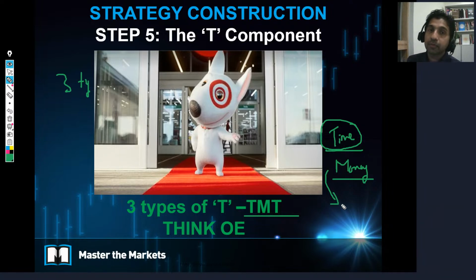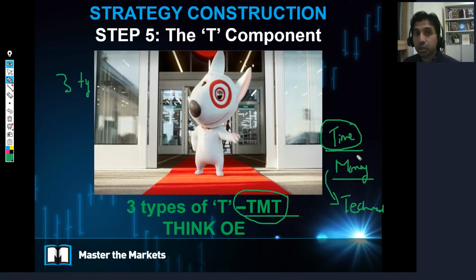The other type of target or exit is the very, very popular one, which is the technical type of target. The very popular ones are when it hits your Fibonacci extension levels, or when the stochastic turns, or whether it is going to be based on horizontal support and resistance lines. What is it going to be for you traders? So those are the 3 types of target. How we think about it in Master the Markets is a combination of them. One is we think about time, but other than that, we do think quite a bit of technical, but the technical way we look at it is a bit different.